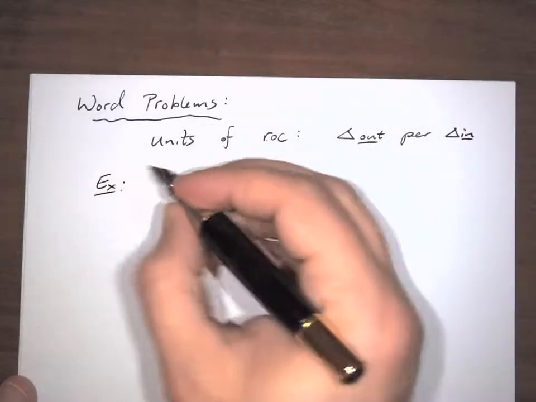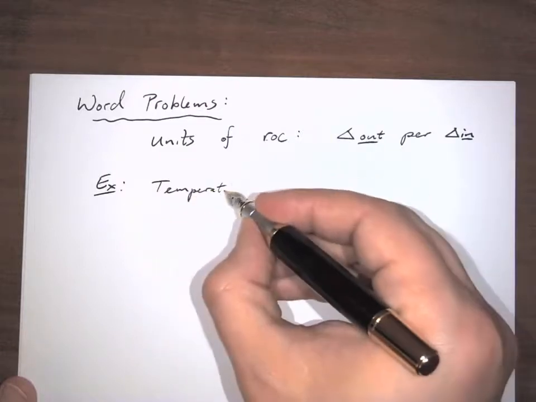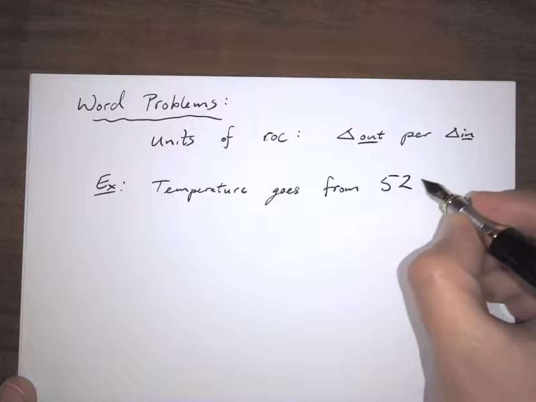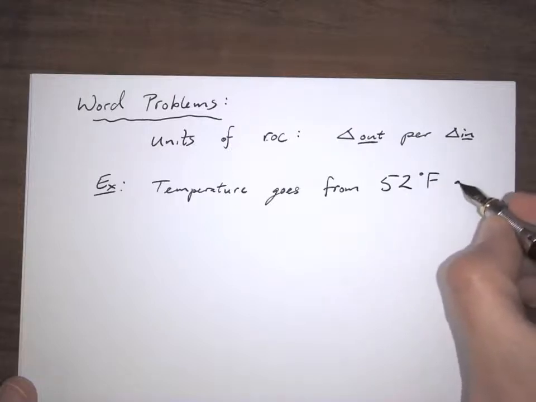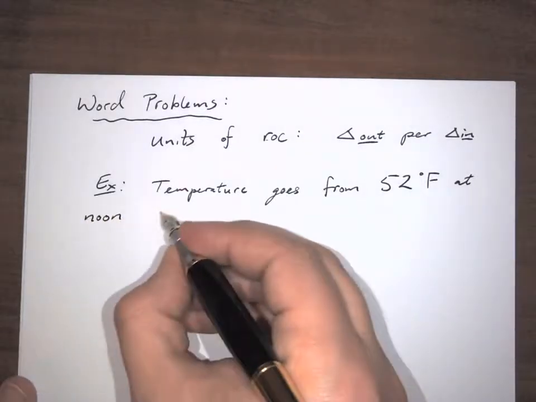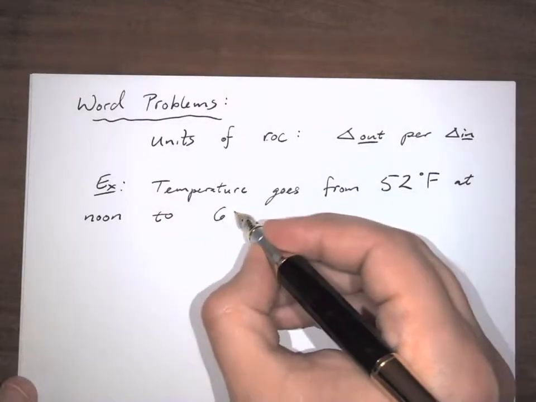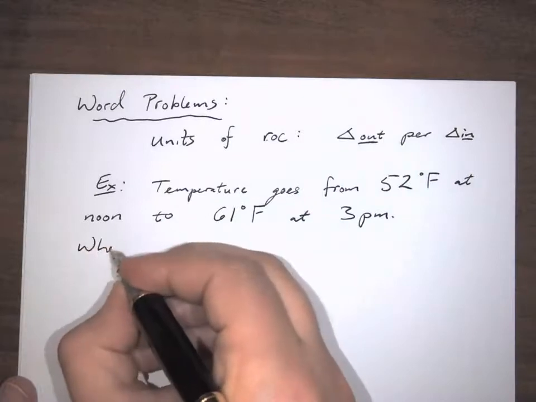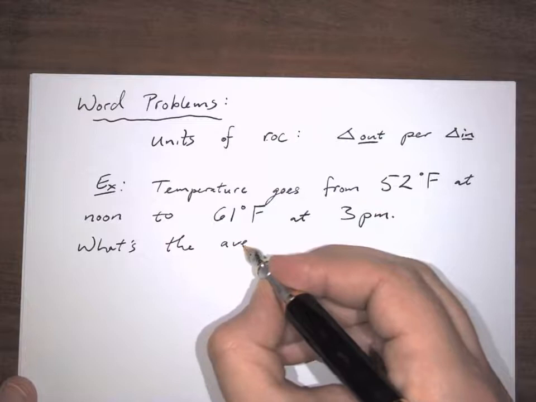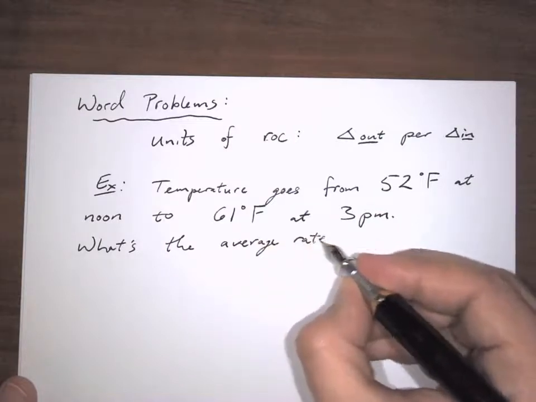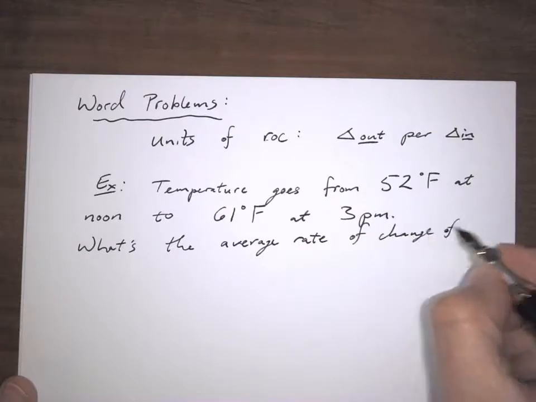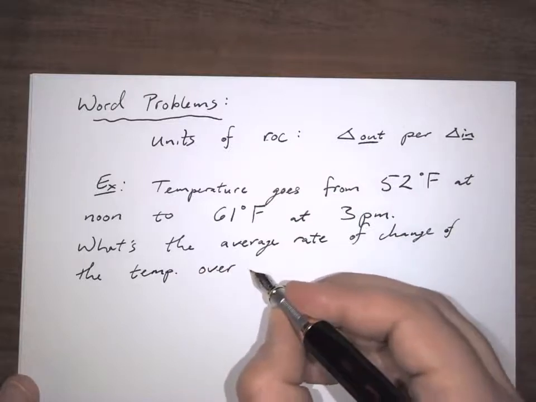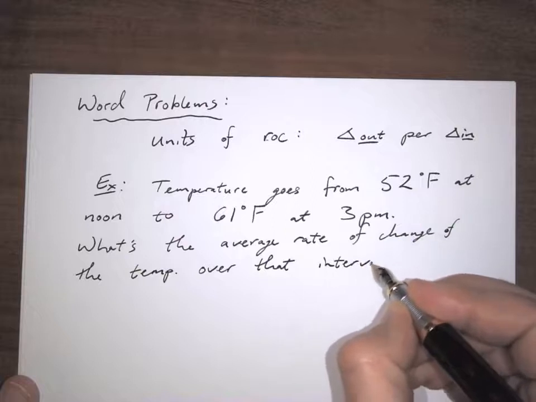As an example, let's say the temperature goes from 52 degrees Fahrenheit at noon to 61 degrees Fahrenheit at 3 p.m. We want to know what's the average rate of change of the temperature over that interval.